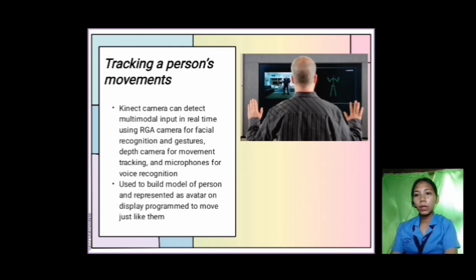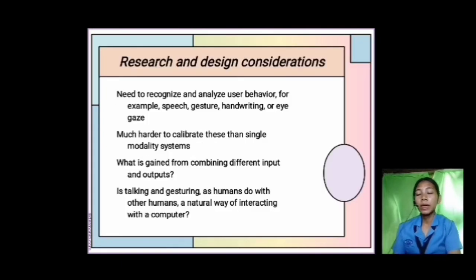It is used to build a model of a person, represented as an avatar on display, programmed to move just like them. Systems need to recognize and analyze user behavior, for example, speech, gesture, handwriting, or eye gaze. It is much harder to calibrate this than a single modality system. A key research question is what is gained from combining different inputs and outputs? And is talking and gesturing, as humans do with other humans, a natural way of interacting with a computer?